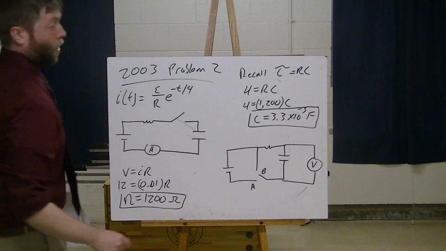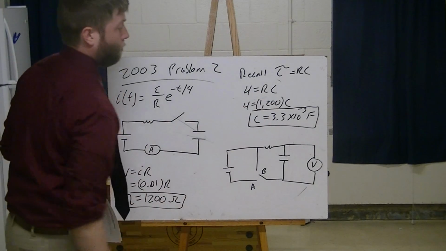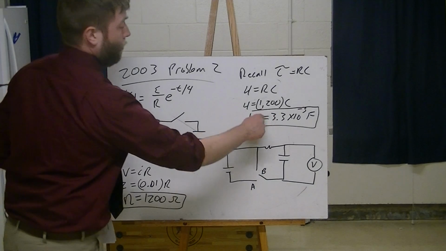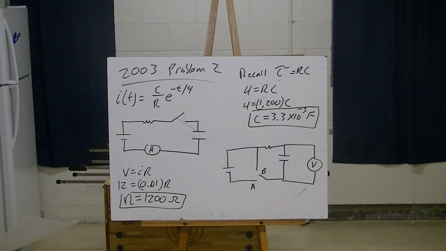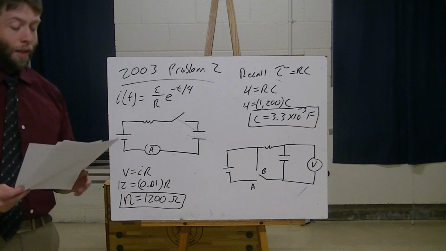So tau is our time constant. We found the resistance from before, 1200. We multiply that by C, so we solve this to get the capacitor, which is 3.3 times 10 to the minus 3 farads. Okay? Now, in the last part, they give you a whole lot of language here.